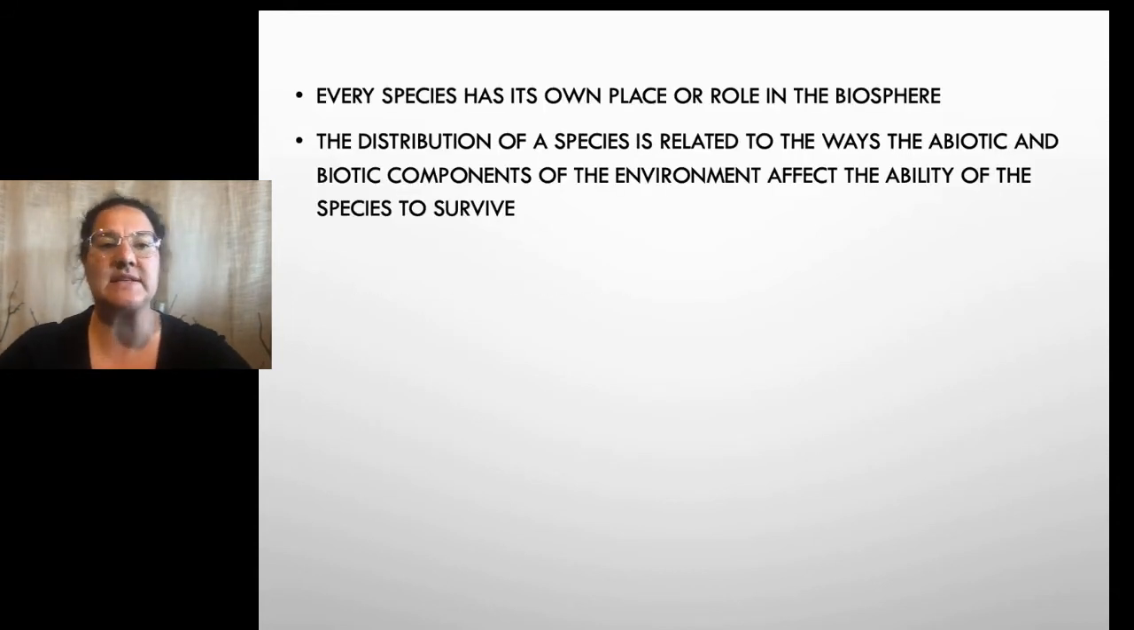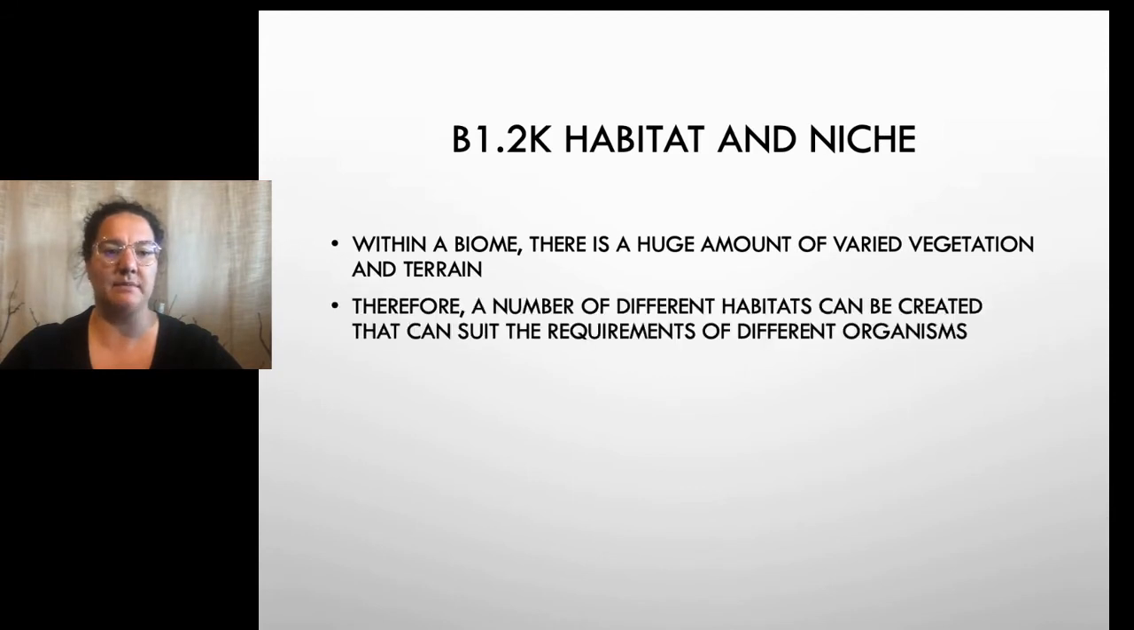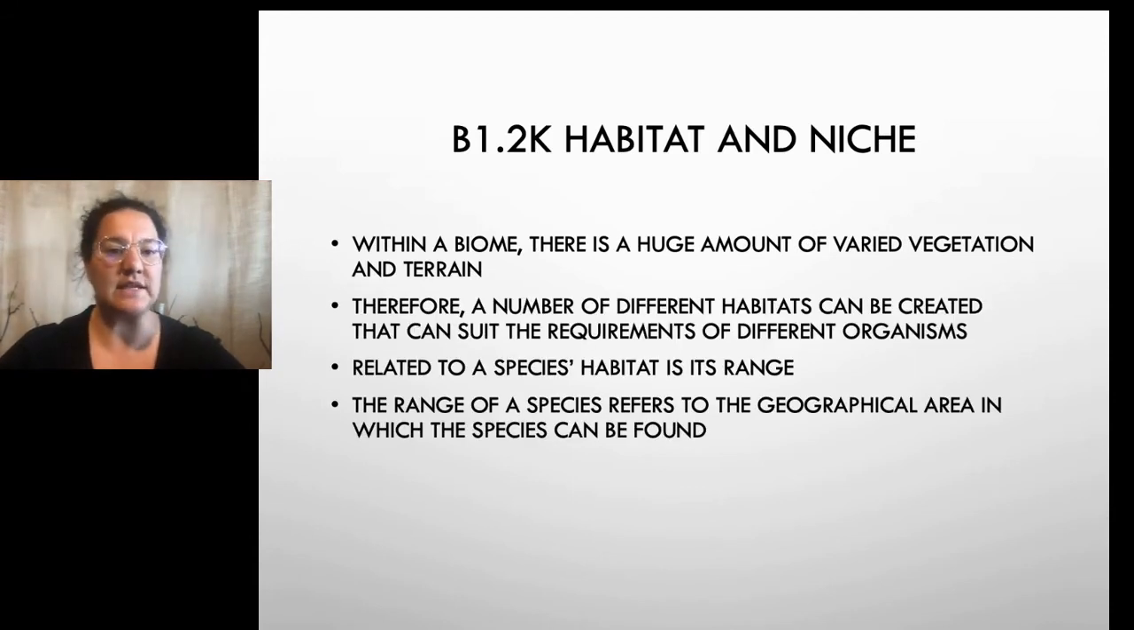So every species has its own place or role in the biosphere. The distribution of this species is related to the way that abiotic and biotic components affect the ability of that species to survive. And this is called a species' habitat, where it lives, and its niche, its role in that habitat. So within any given biome, whether it's the desert, the prairie, coral reefs, or the tundra, there's a huge amount of varied vegetation and terrain.